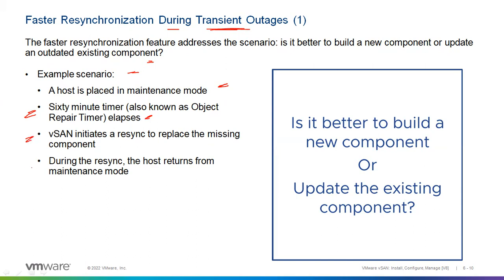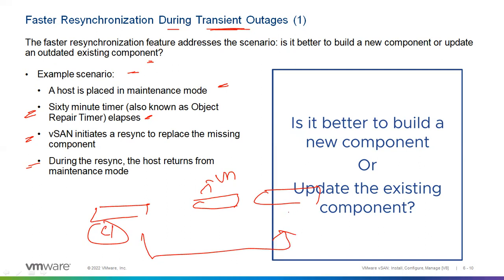During the resync, if the host returns from the maintenance window, it does not matter. In the previous example I told you, if within 60 minutes my host does not come back from maintenance mode, it will start to build the component through resynchronization on another host. During this activity, if it comes back, that's not a problem. It will utilize the underlying storage for another purpose, just to rebalance the cluster.